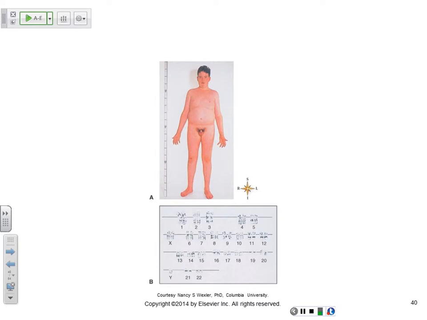Does anybody want to come and circle the problem on the karyotype? You can use your finger, for the sake of time. You don't have to. So you've got the double X, you see, instead of having one X, and then of course you've got the Y here. So that's it right there.